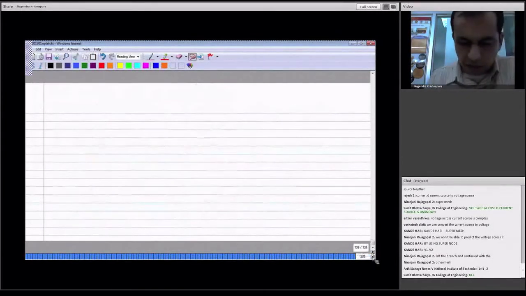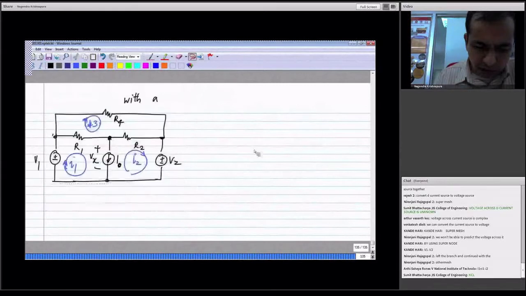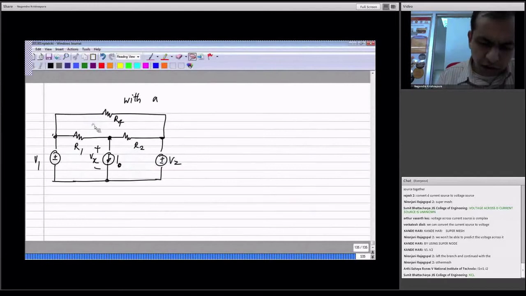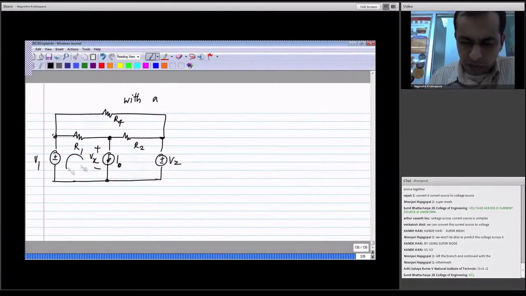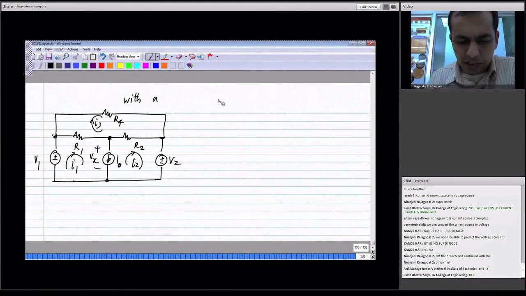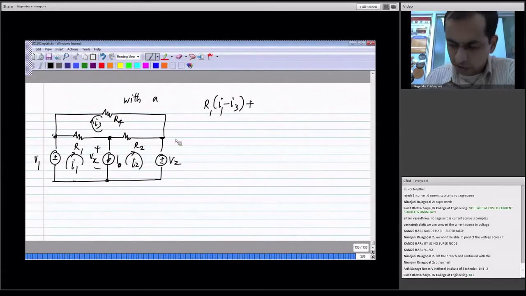I will have the equation as, let's say this is I1, I2, I3. I'll have the voltage drop across R1, which is R1 times (I1 minus I3), plus Vx equals V1. But that Vx cancels with the minus Vx, and here I have R2 times (I2 minus I3) minus Vx, which cancels out, equals V1 minus V2.